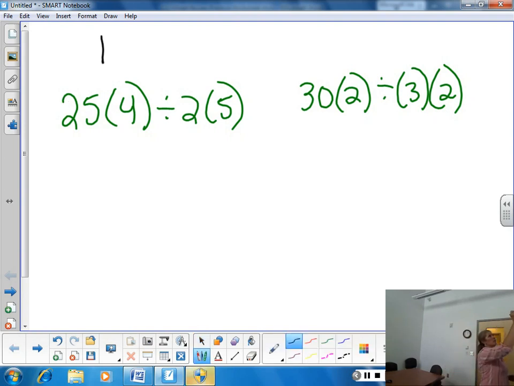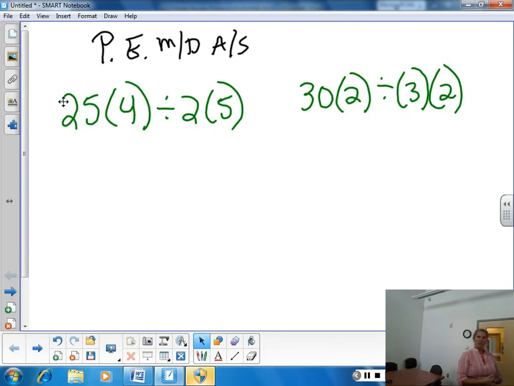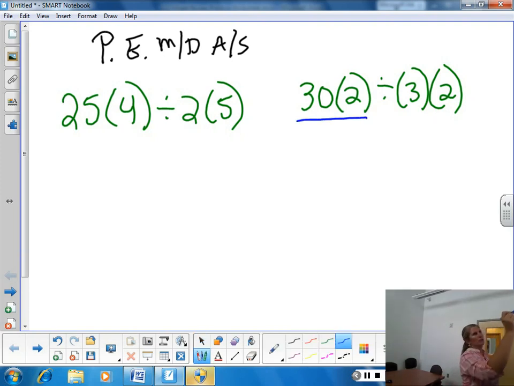And remember, the rules are please, excuse, my dear, and Sally. And also remember that multiplication does not always happen first. It happens left to right. Addition, subtraction does not always happen first. It happens left to right. So I'm going to do the multiplication because that came first. 30 times 2 is 60. This says multiply. So does this. It's a little different because on the right side I put 2 sets of parentheses, on the left 1, but they both mean multiply. 30 times 2 is 60.